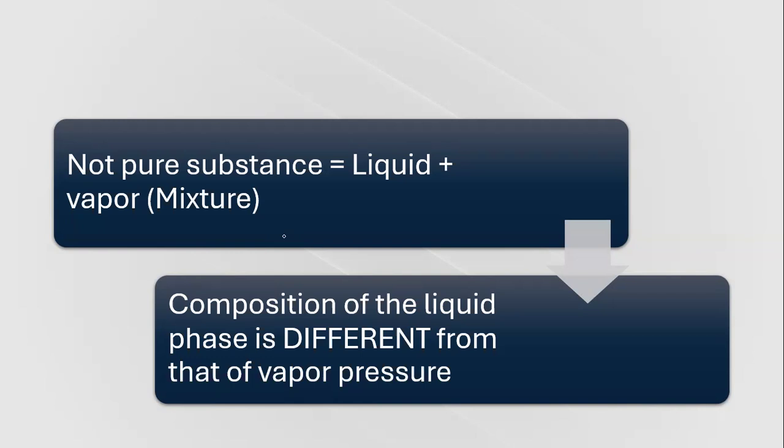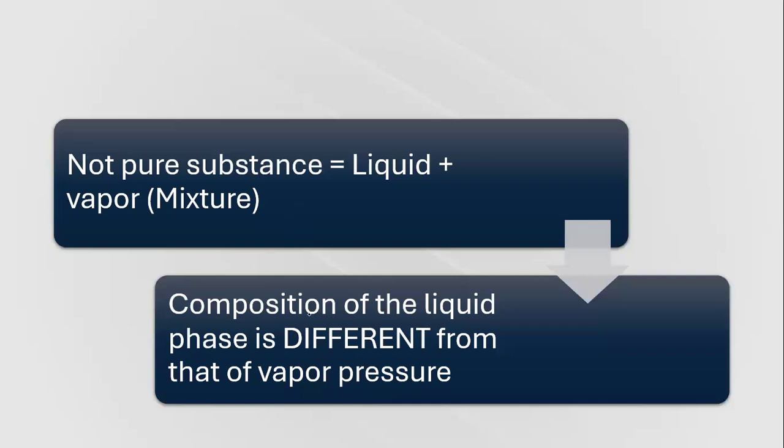So when you talk about it, the simplest analogy to understand what a pure substance means is the puzzle. When the puzzle fits together, we are talking about a pure substance. But when the puzzle doesn't fit together, we are talking about a substance that is not pure. I hope that makes sense. Even though the puzzles are not the same, if they perfectly fit together, then we are talking about a pure substance. Now here, the composition of the liquid phase is different from that of a vapor.